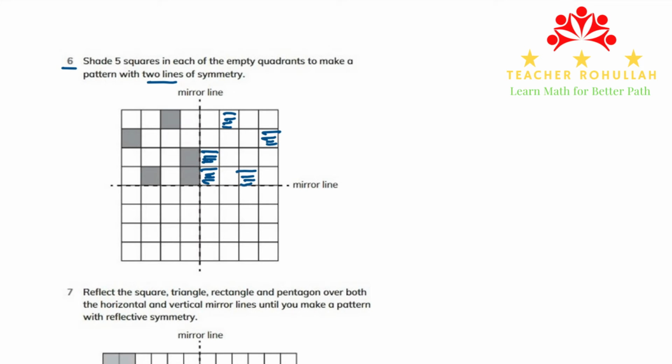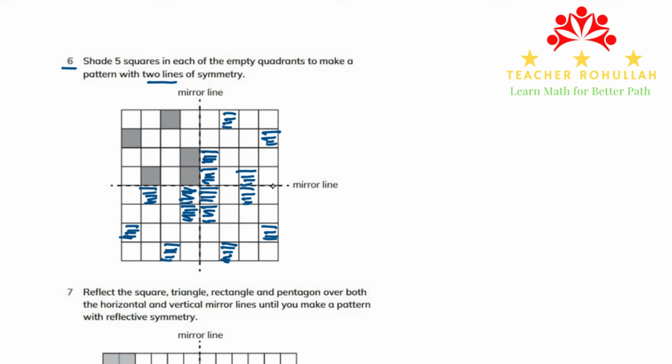1, 2, 3, 4, 5. So 5 are shaded here, and this one also I'm going to shade. This one also, and here opposite to the other one, and this one also. So 5 are shaded here, 1, 2, 3, 4, 5. The same way, I shade 5 squares in this quadrant. So 2 here, 1 here, and 1 here, and 1 over here. So 1, 2, 3, 4, 5.